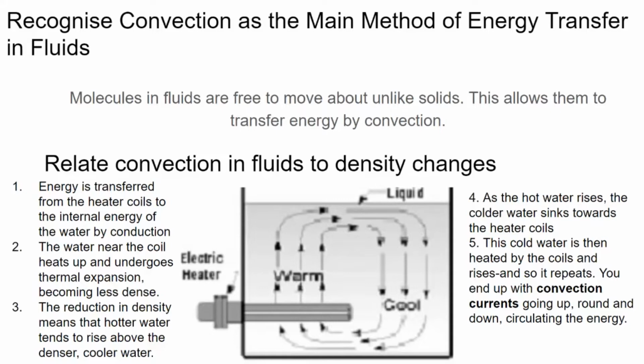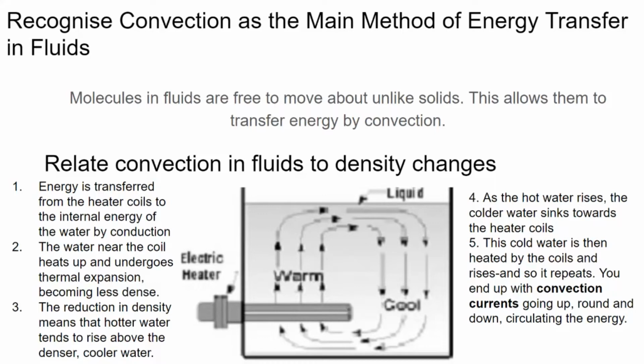I'll show an example of convection and the density change that happens because of the energy transferred, which causes the convection. In this example, it's an electric heater. Energy is transferred from the heater coils to the internal energy of the water by conduction. Initially, the water near the coil heats up and undergoes thermal expansion, becoming less dense. The reduction in density means that hotter water tends to rise above the denser, cooler water.